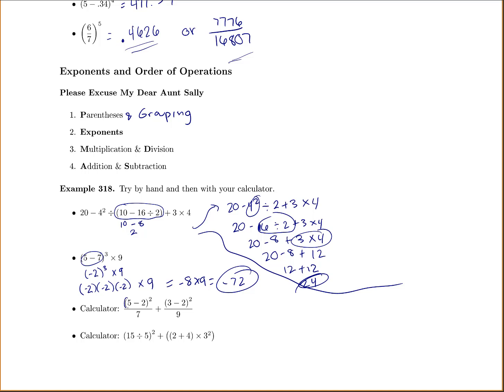So you will want to make sure you can get your right answer on this. I would do parentheses on the 5 minus 2. Your calculator should be able to handle the squared. Divide by 7. It should be fairly straightforward to put in. You should get 1.3968.